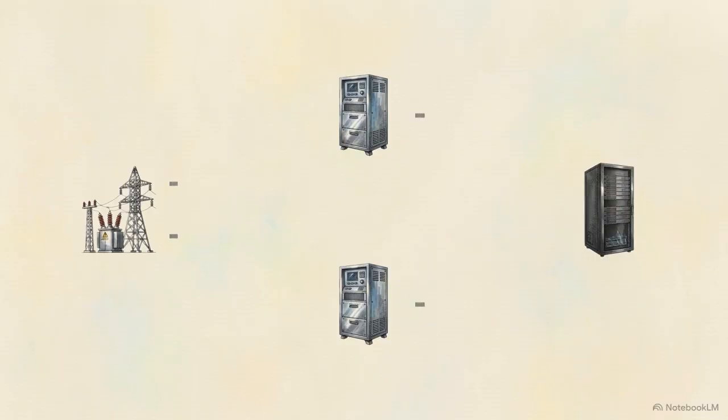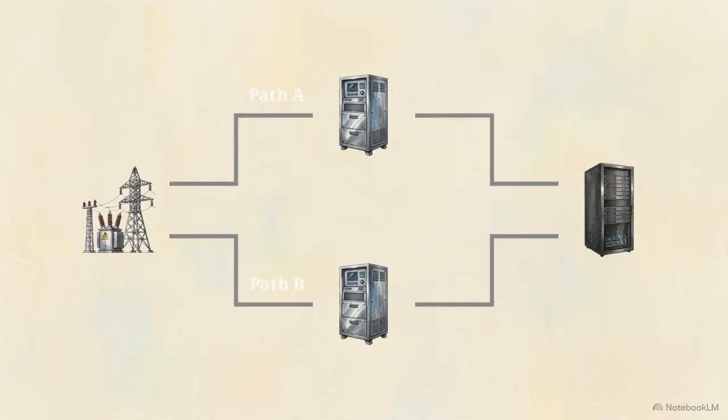To achieve concurrent maintainability, engineers must establish a primary power path and an independent alternate power distribution path running right alongside it. Now, when a technician needs to service the primary UPS, they can intentionally isolate it, taking that unit completely offline.